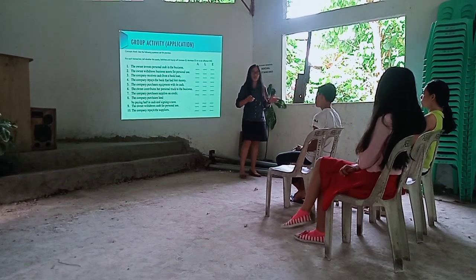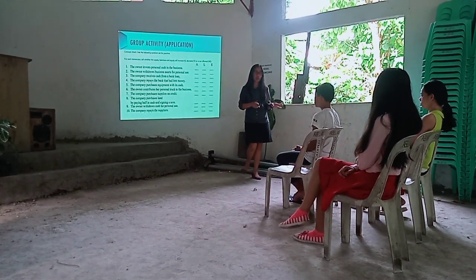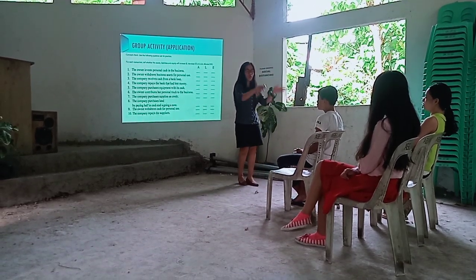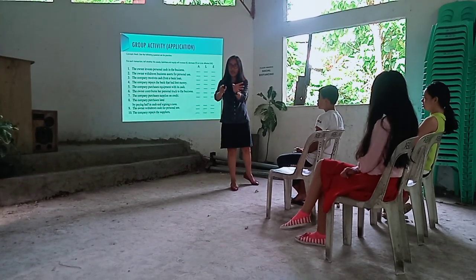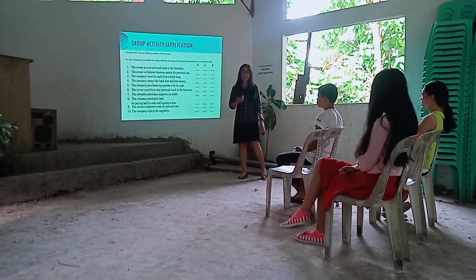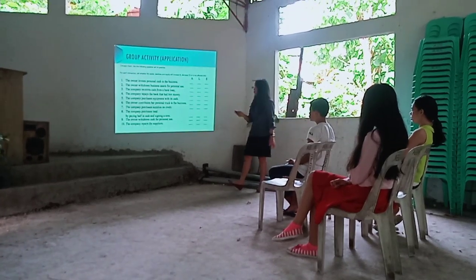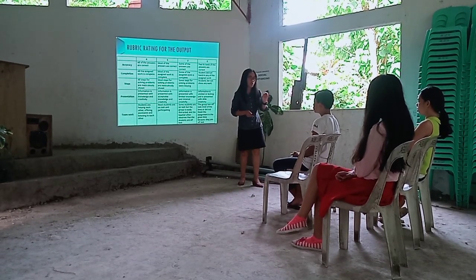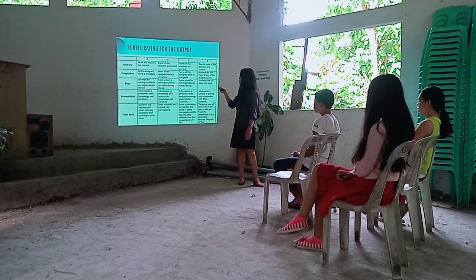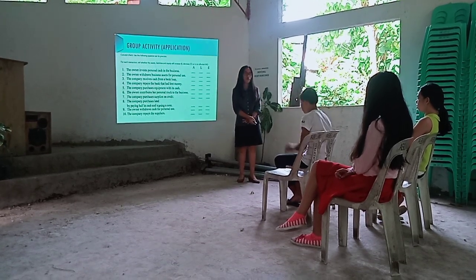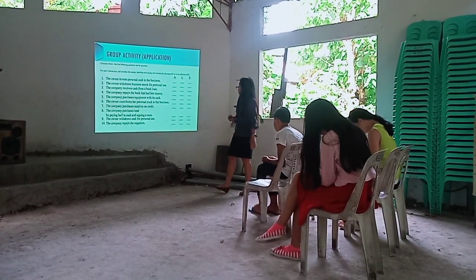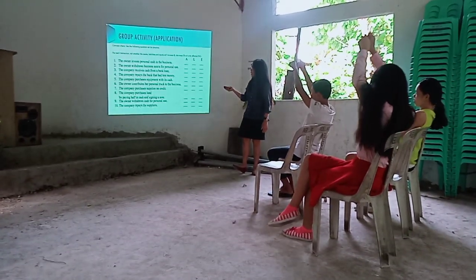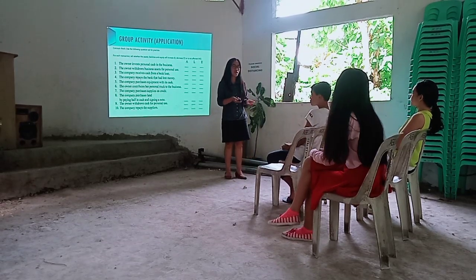Okay? So now I will group you into three groups by counting 1, 2, 3, 1, 2, 3, 1, 2, 3. So all group number one here, group number two, group number three. And you will be graded on the rubric for this one, rubric rating for the output. Okay, I will give you 5 minutes to do the task. Okay, you may start now. Okay, papers up. So this one is okay. You got the correct answer.